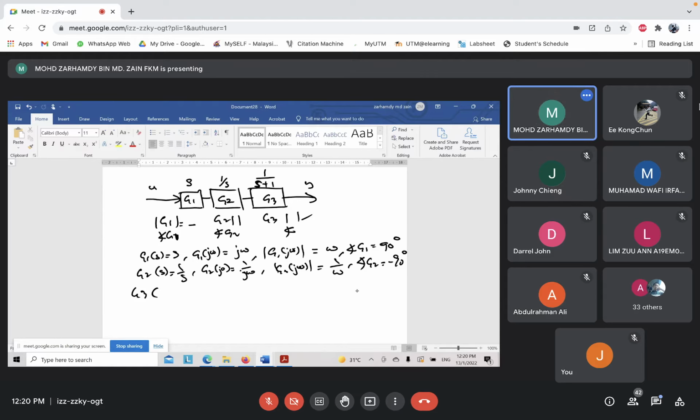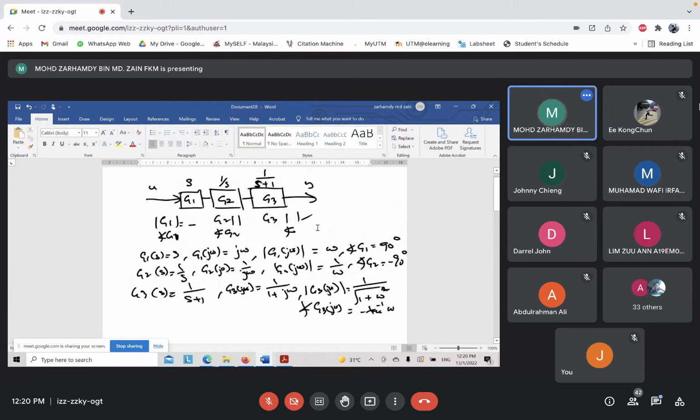Then we have G3, we have 1 over S plus 1, so we have G3 of j omega equal to 1 over 1 plus j omega. For the gain of G3, we have 1 over the square root of 1 plus omega squared, and for the phase of G3, we have negative inverse tangent of omega. So this is what we need to show in the analysis of the system.